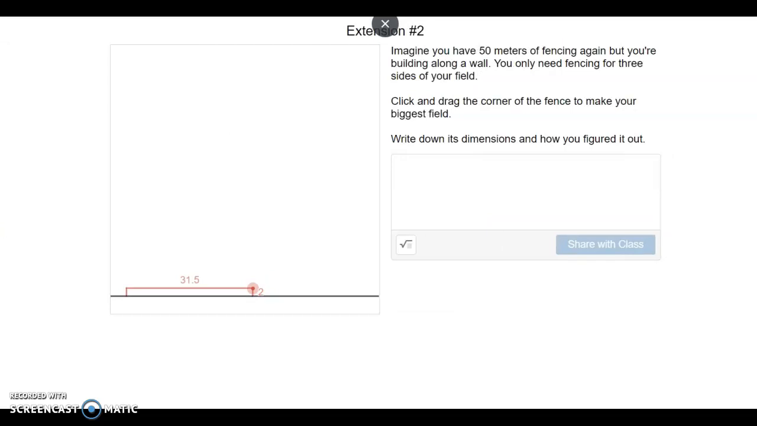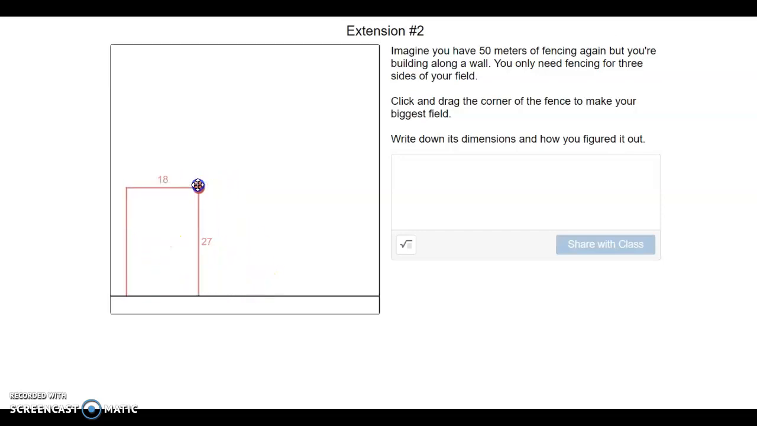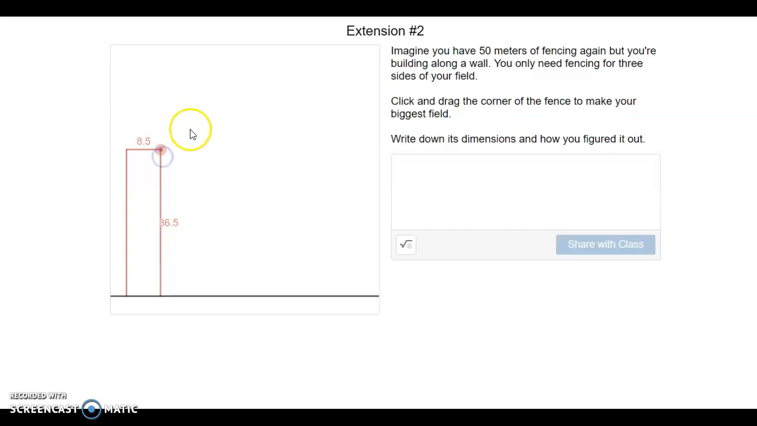And I think the last one, yep. So imagine you have 50 meters of fencing again, but you're building along a wall. You'll need 3 sizes of fencing. So create 3 sizes of fencing with 50 meters of fencing again.